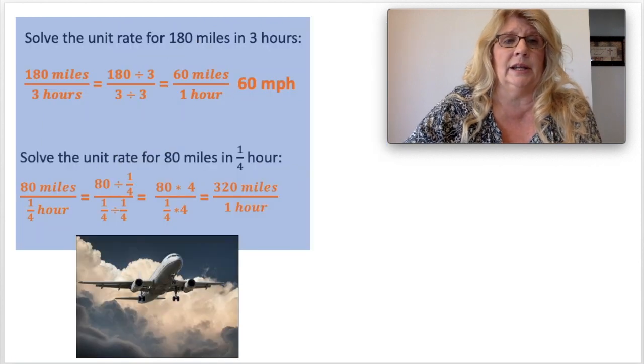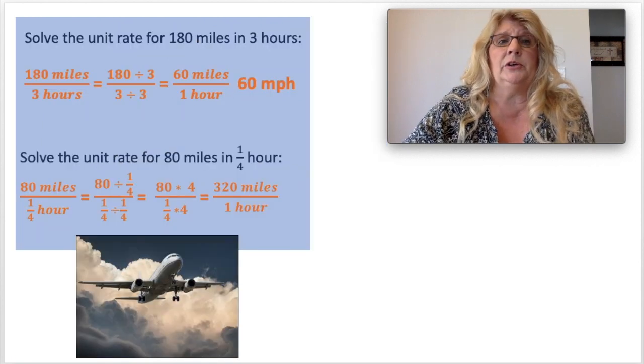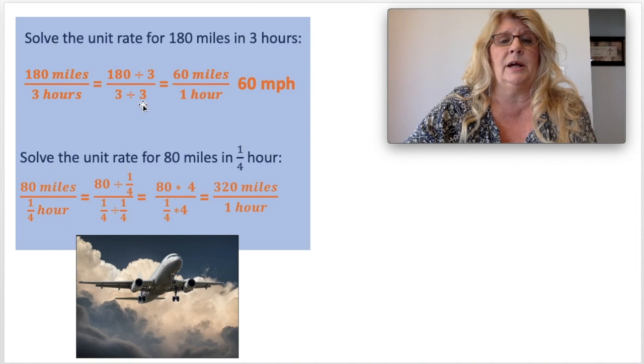So our problem today. Solve the unit rate for 180 miles in 3 hours. 180 miles over 3 hours. Divide the numerator and the denominator by 3. I get 60 miles over 1 hour, which is 60 miles per hour.